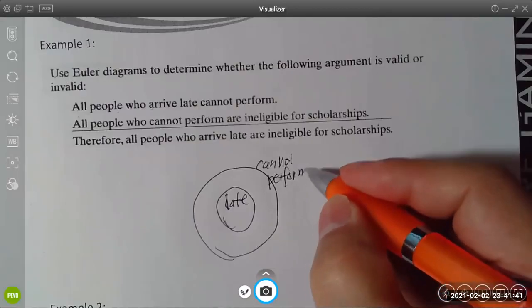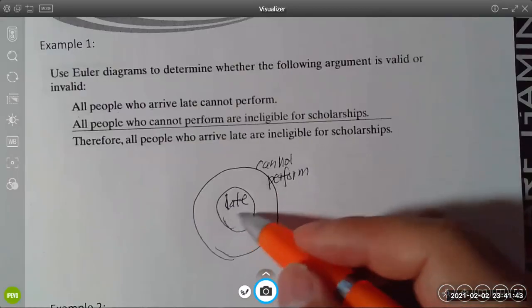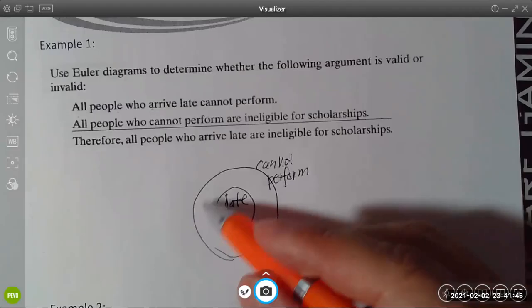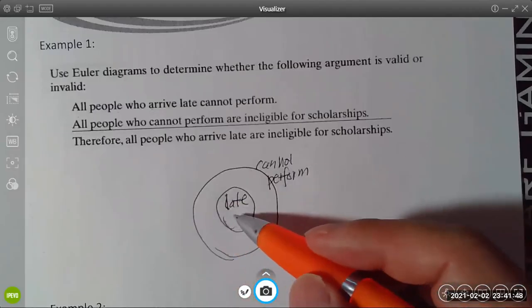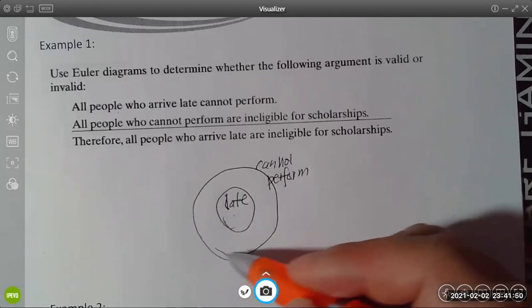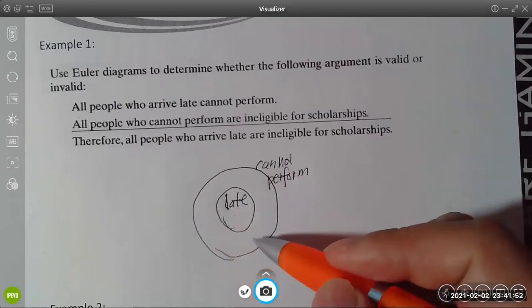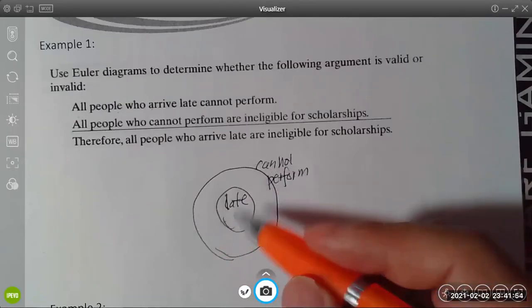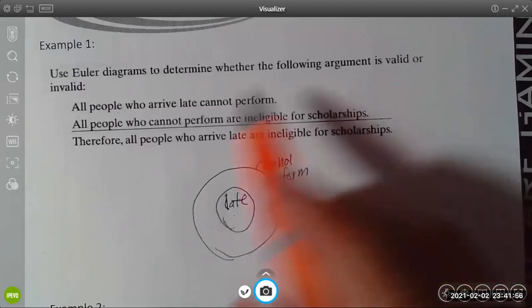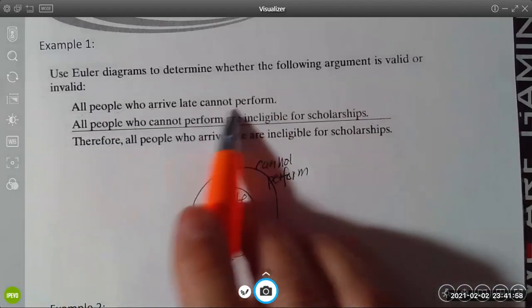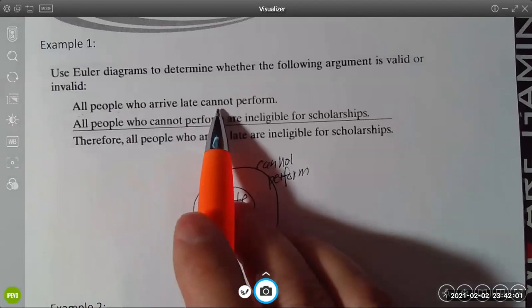See how I draw that? I draw this circle entirely inside the "cannot perform" circle. That means if you're late, you belong to this circle, then you also belong to this bigger circle for people who cannot perform. That means if you're late, you cannot perform. I just represented this premise. You have to represent the original premise correctly.